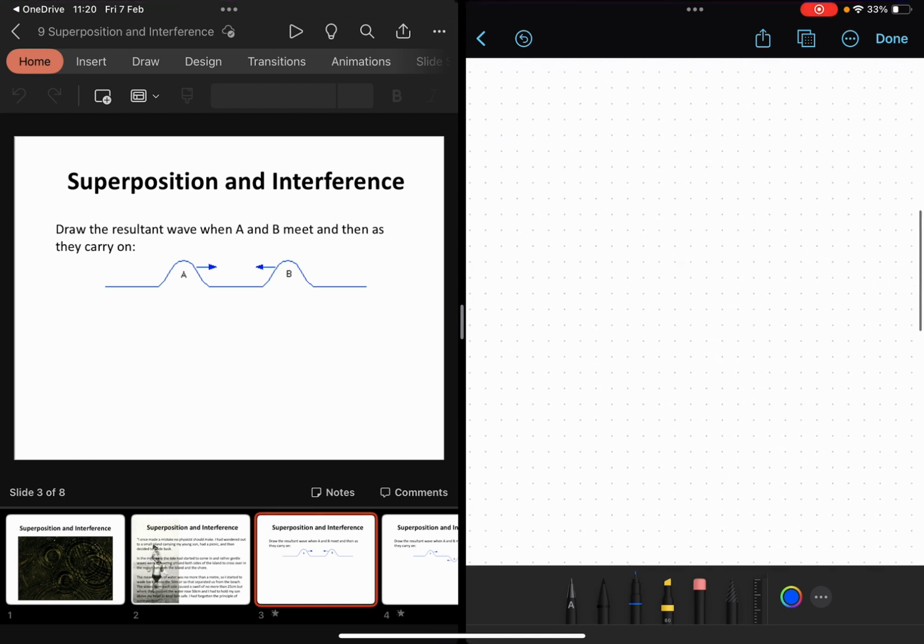Now, the good news is, I think this is all fairly intuitive. So you've got two waves shown, A and B, and I want you to think now, what do you imagine it looks like when they meet and then carry on? In other words, if we had to draw the resultant wave, what would it look like when they meet and what would it look like when they carry on? Give you a few seconds.